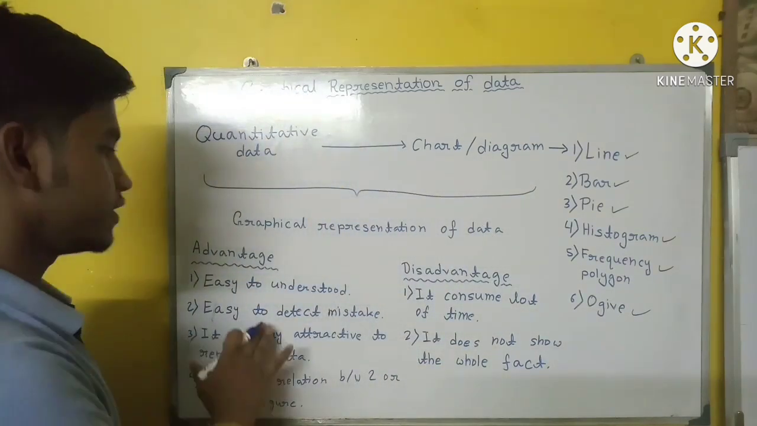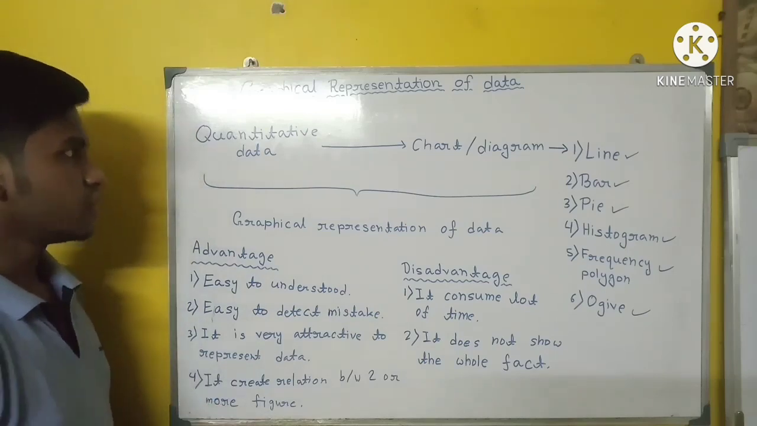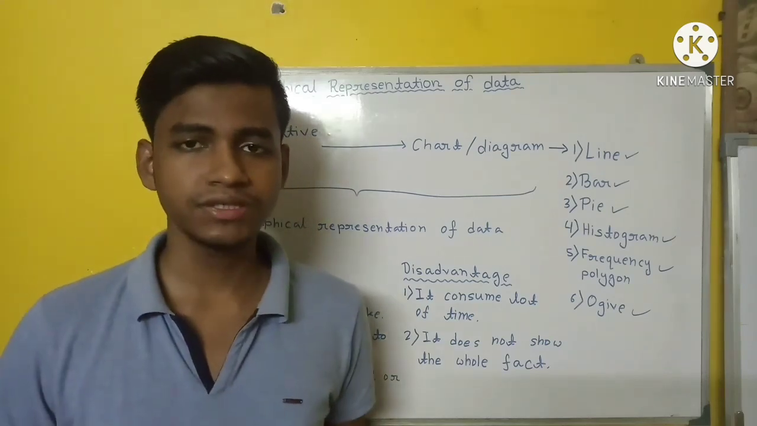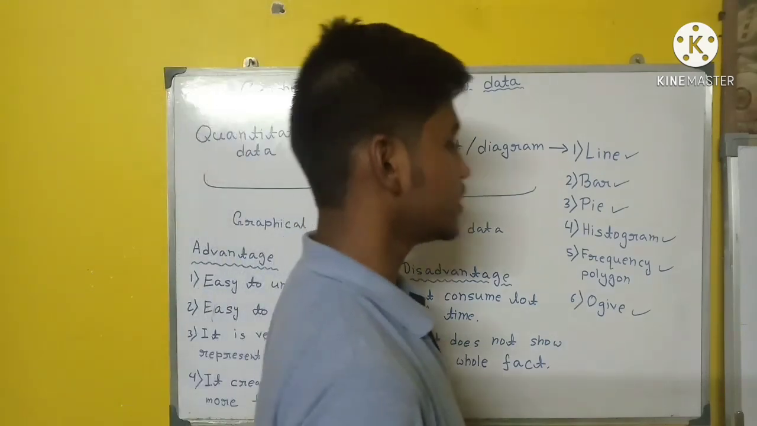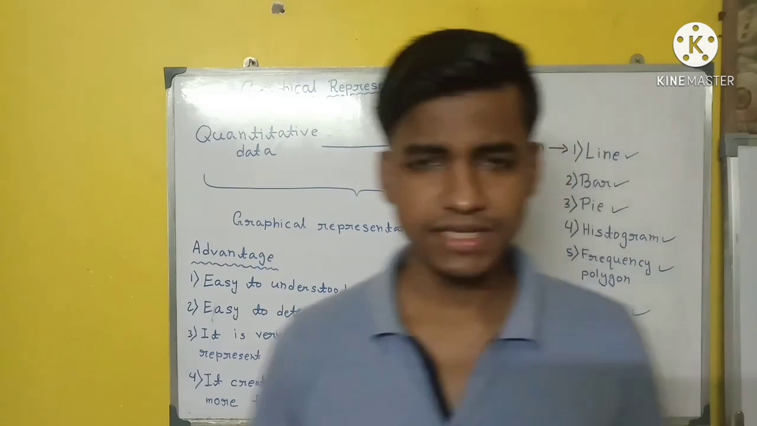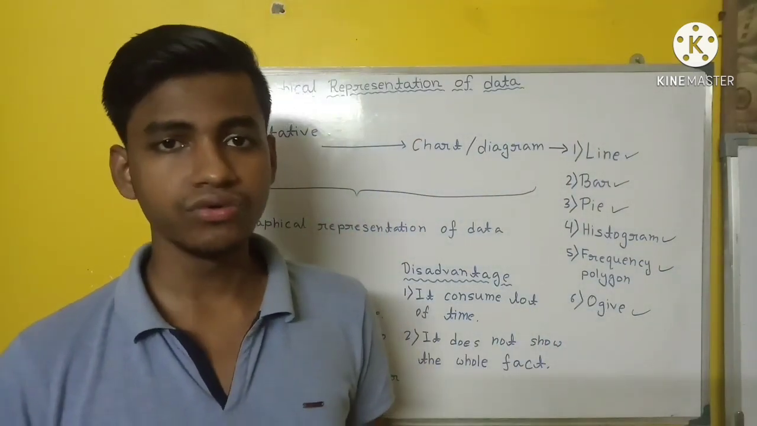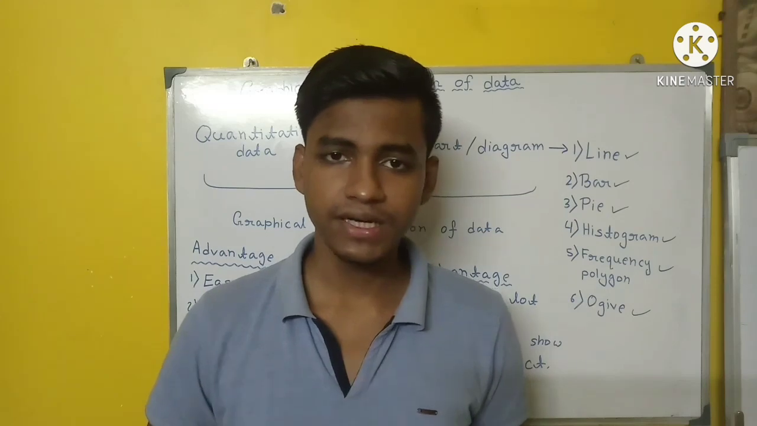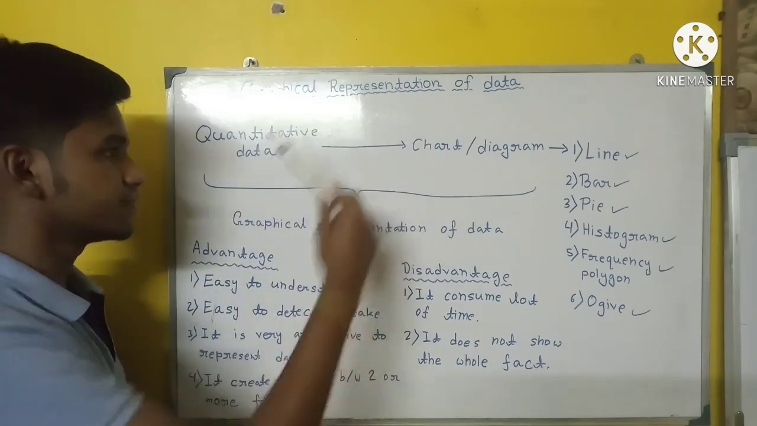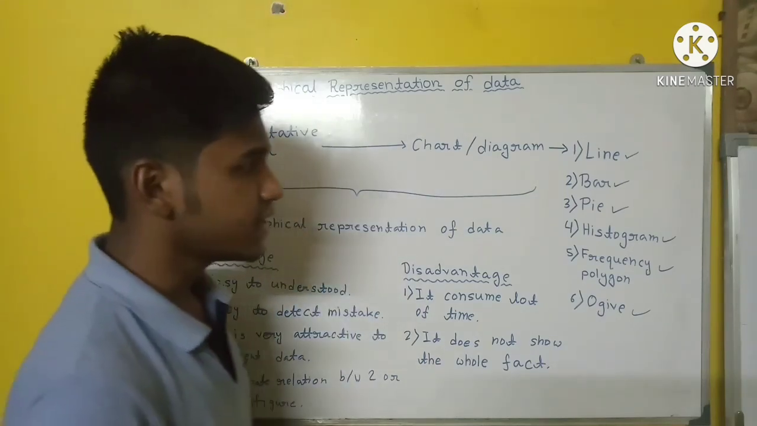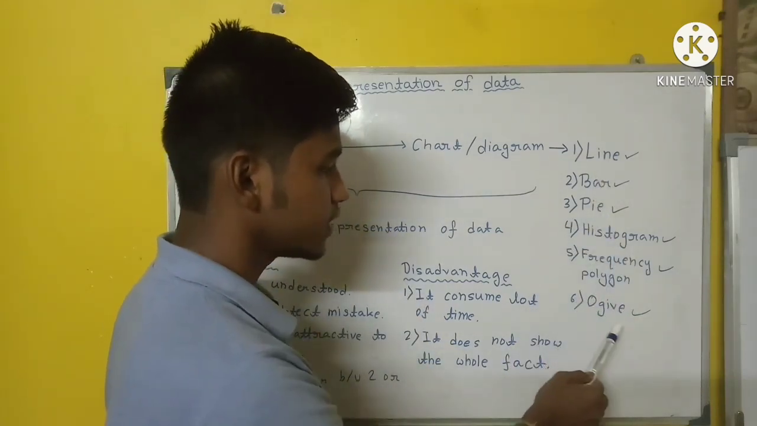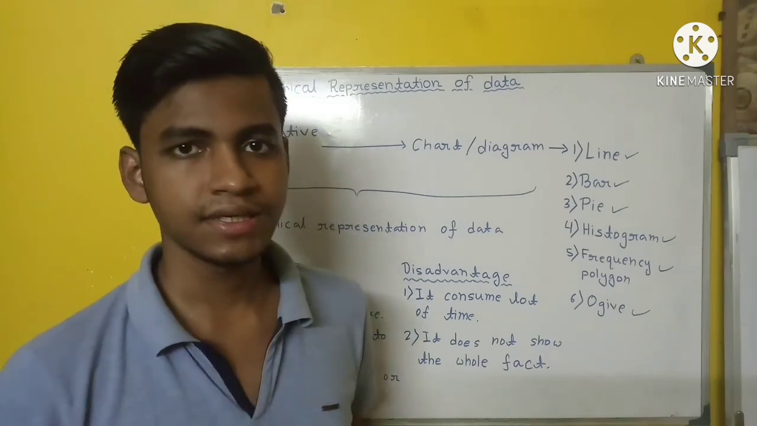So these are the advantages and these are the disadvantages of graphical representation of data. So our today's lecture was based on the basic introduction of graphical representation of data. I hope after watching this lecture, you students will be able to know the basic fundamentals of graphical representation of data, and why we perform this graphical representation of data. And in the next lecture we will discuss the line, bar, pie, histogram, frequency polygon and ogive charts in detail.